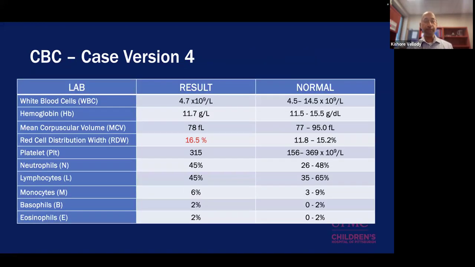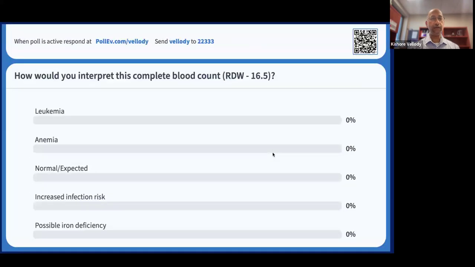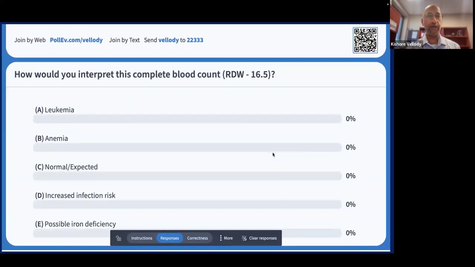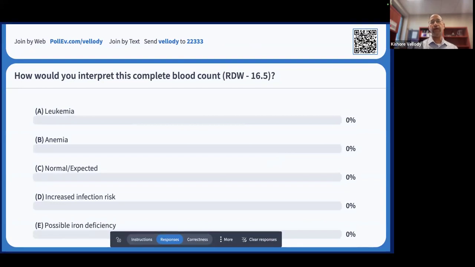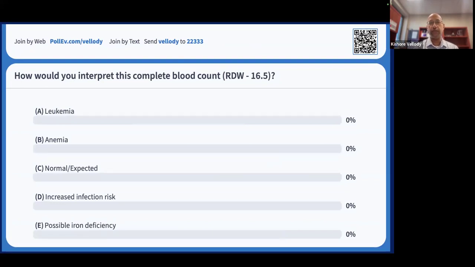Okay, let's switch now from the type of white blood cells. Now this patient comes in and has one value that shows up as abnormal, and it's something called red cell distribution width. Okay, and it's a little bit higher, 16.5. So let's take a look at what you all think is the possible reason why this RDW might be 16.5.